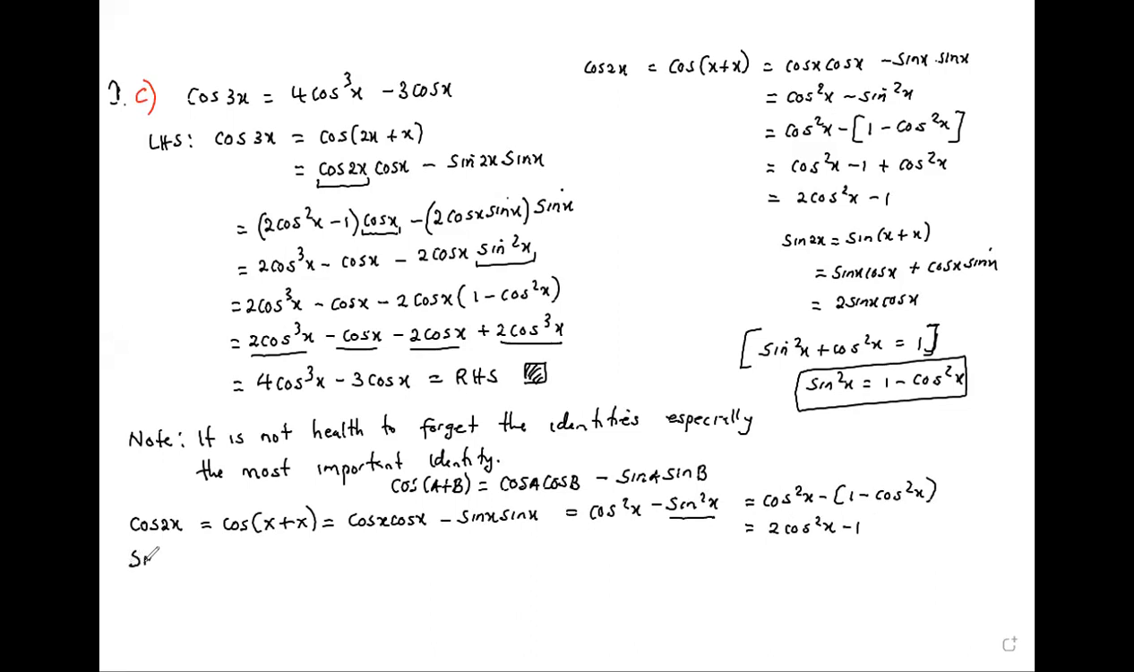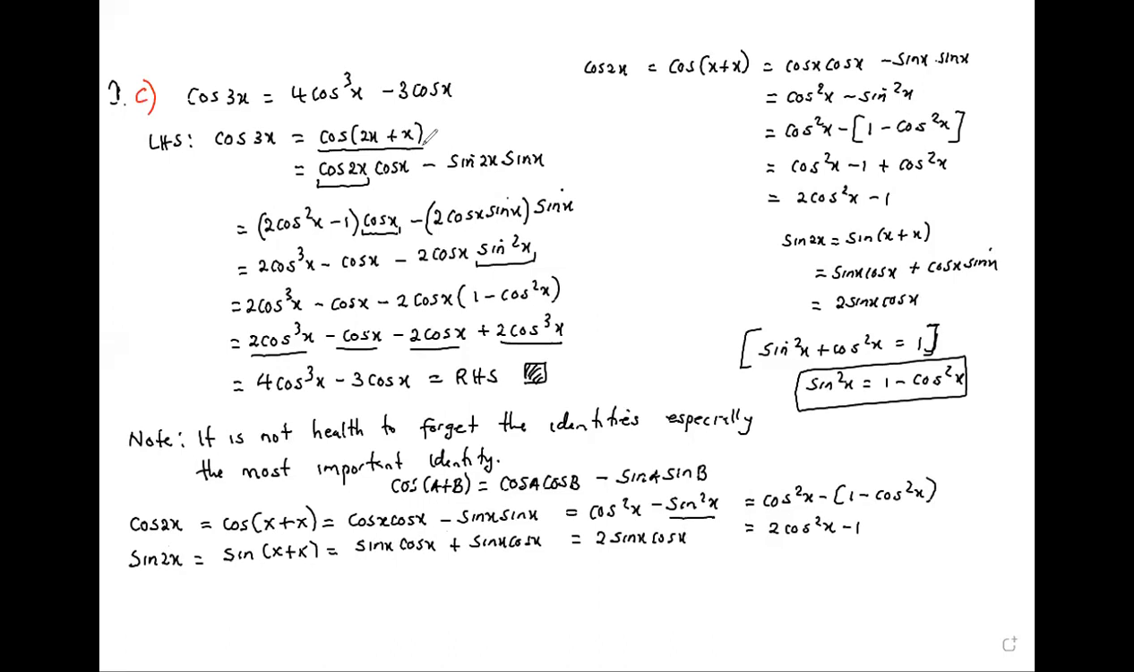Sine 2x expanded as sine of x plus x. It is sine x cos x plus sine x cos x, giving us 2 sine x cos x. Then, since you now know the expansion of cos, from 3 you write it as 2x plus x.